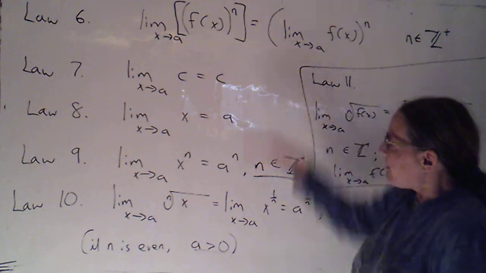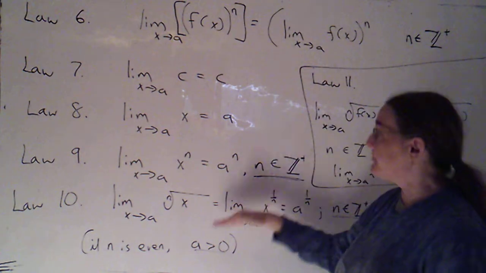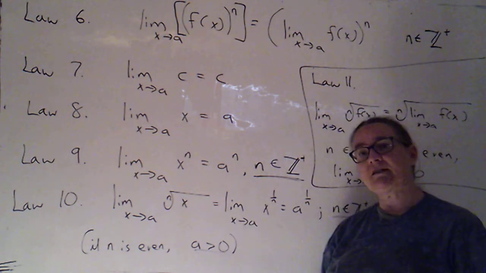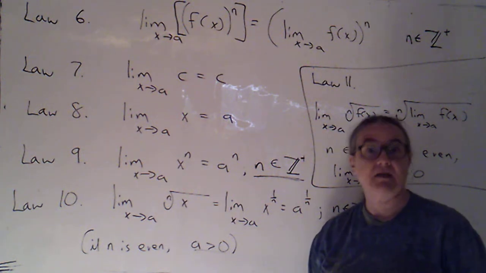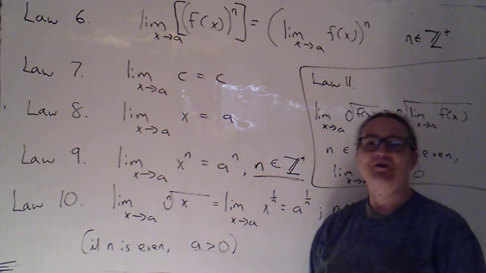Rules 7 through 10 basically just tell us that certain types of functions are continuous without using the word continuous.